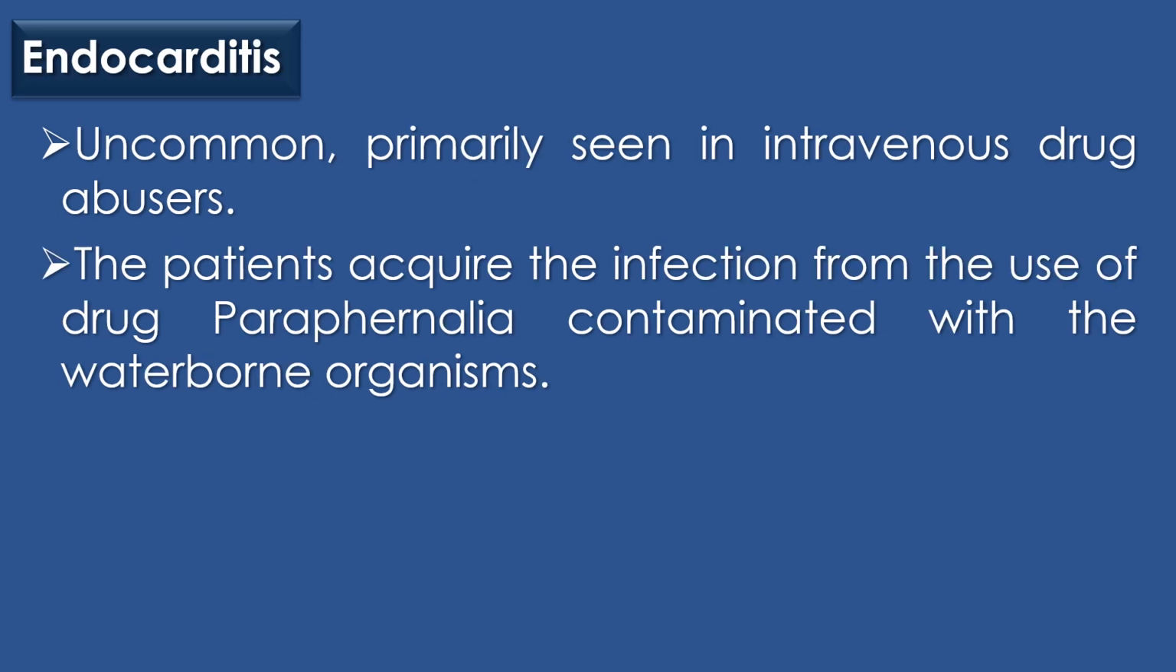The final and seventh clinical disease caused by Pseudomonas aeruginosa is endocarditis. Pseudomonas aeruginosa endocarditis is uncommon and primarily seen in intravenous drug abusers. The patient acquires the infection from the use of drug paraphernalia contaminated with the waterborne organisms.